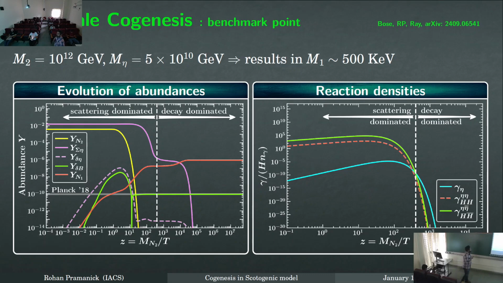So this is at a very high scale, and these numbers, 10 to the power 12 and 10 to the power 10 GeV, are not accessible in colliders, but we have done this cogenesis at a very broad scale, which I will show you. So N1 is the dark matter. N1 is the stable matter.